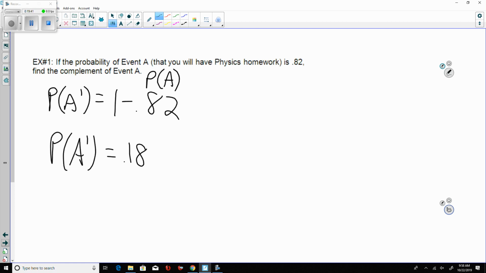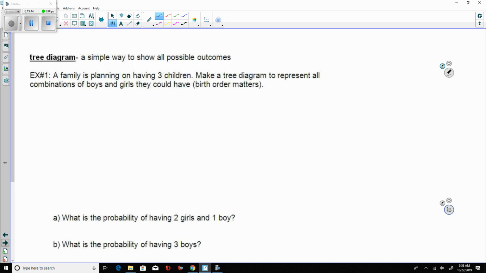Okay, and then one more page and that's it. And then tomorrow's a work day.